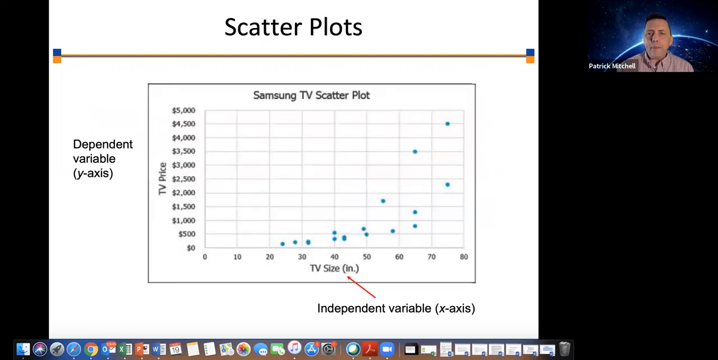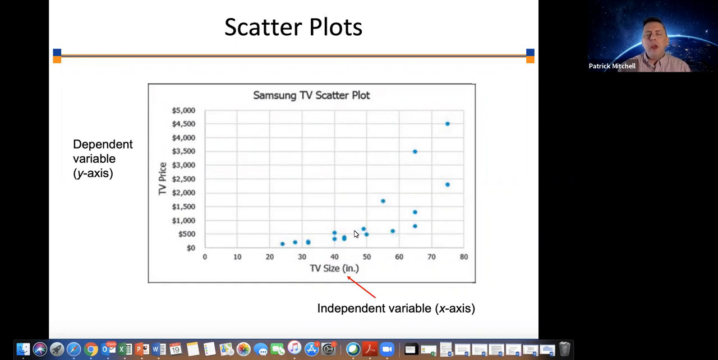So here's an example. What we're looking at here is the relationship between the size of a TV and the price of the TV. So you can see that TVs that are, let's say, less than 50 inches tend to be pretty inexpensive, $500 or less. But as they get to be bigger than 50 inches, then the price goes up to close to $1,000 or even more.